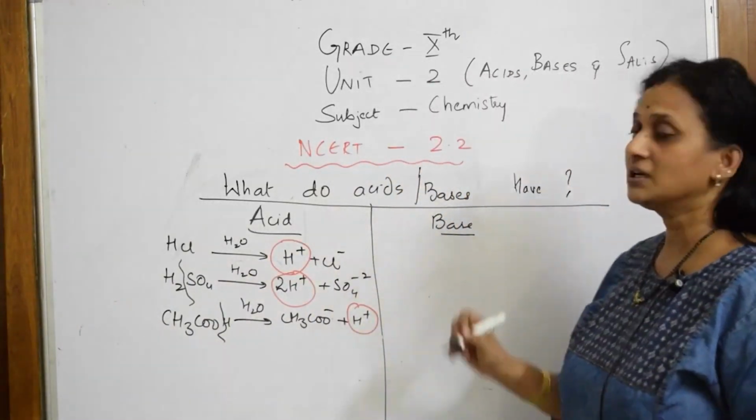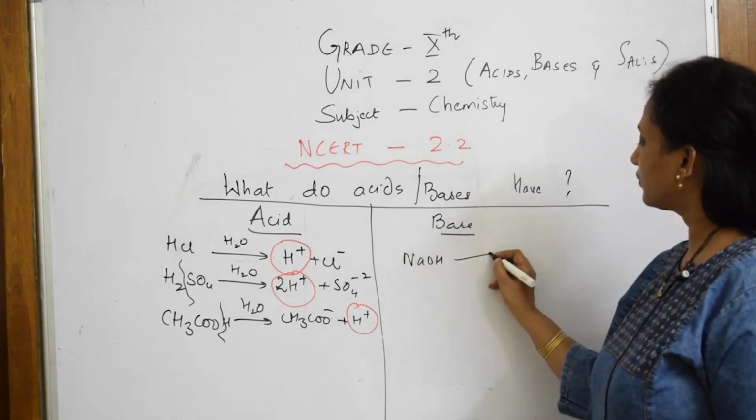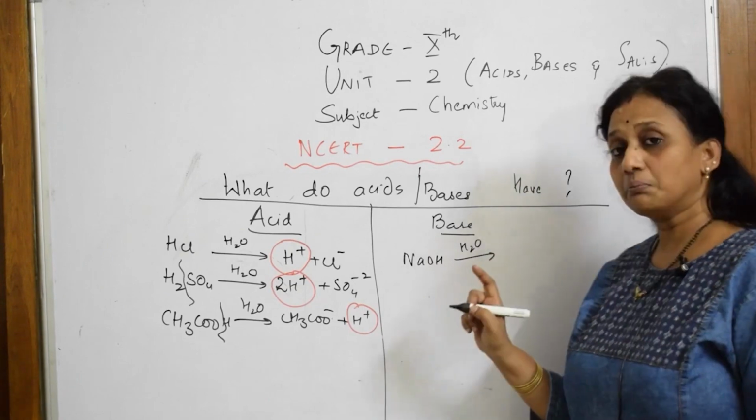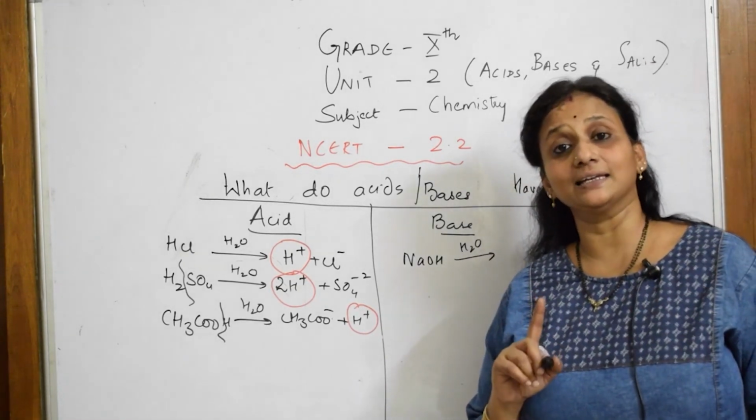Now let us start with the base. So as I said, let us take sodium hydroxide. I am going to dissolve sodium hydroxide in water. So remember, whenever you dissolve a base in water, it is called an alkali.